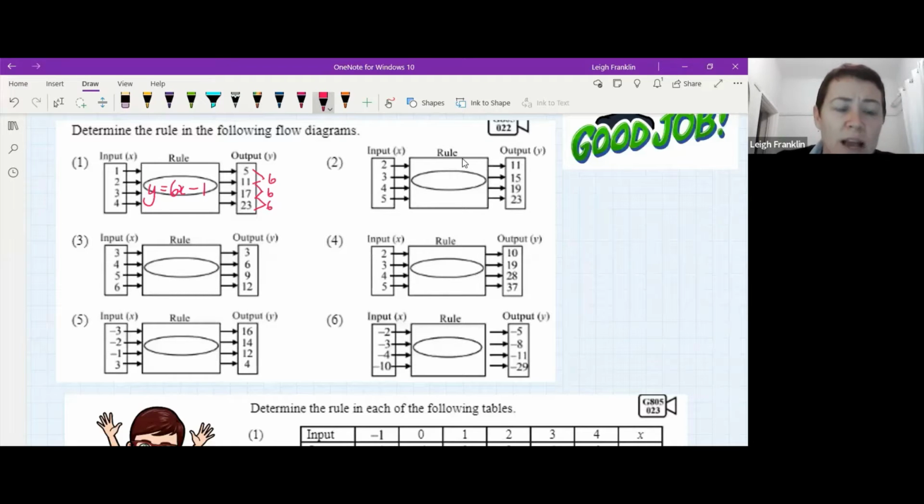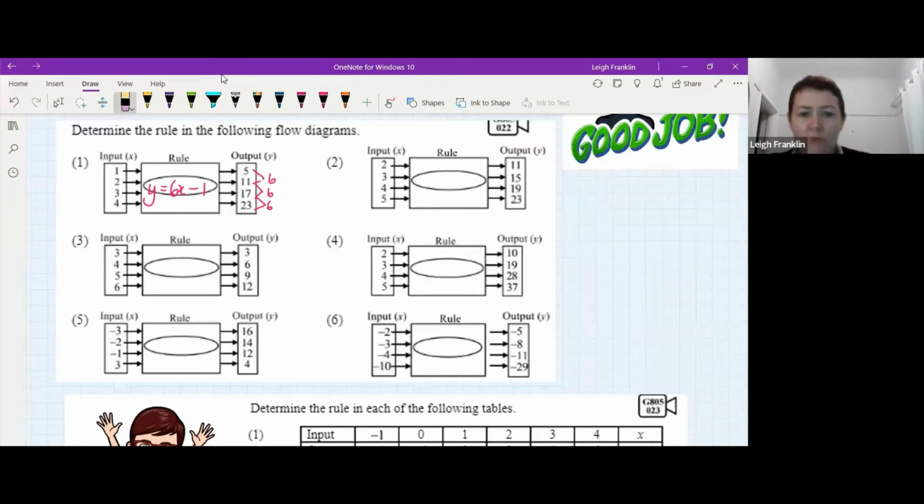If we say 1 times 6, because that's our first input, we get 6 out, but we don't get 6 out, we get 5 out. And that's why we had to say 6 minus 1 to give us 5. Then we would have tested our rule: 2 times 6 is 12, 12 minus 1 is 11. Oh yes, we've got that right. And then 3 goes in, 3 times 6 is 18, minus 1 is 17. And that's how we know that we are correct. Remember, these are arithmetic patterns. They all have a common difference.